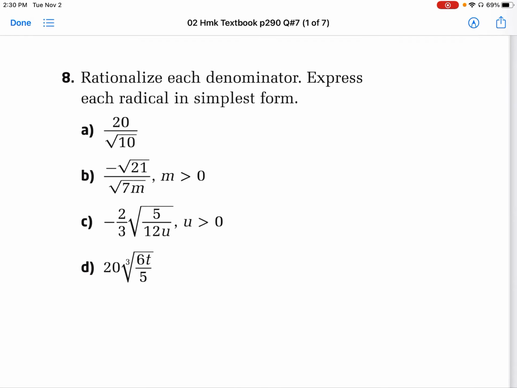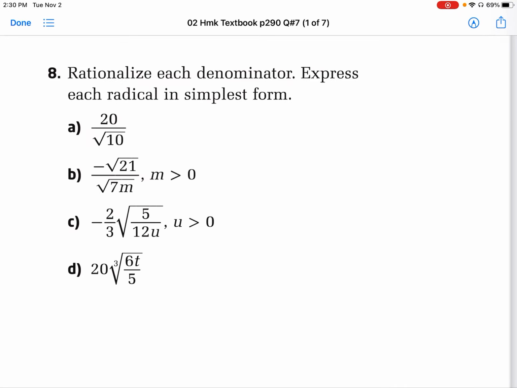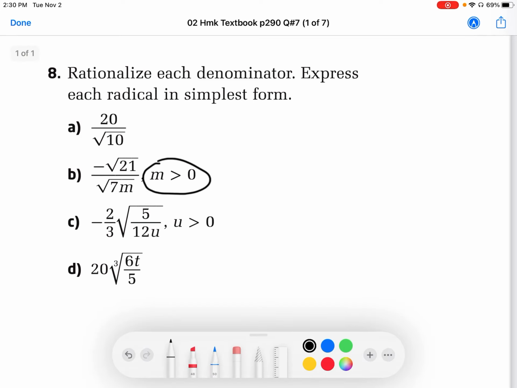In question 8, we're being asked to rationalize the denominator, and it also shows some restrictions. So for example, m is greater than 0. And just to make sure that you understand, the restrictions are based on the inside of the radical being non-negative, so m is greater than or equal to 0, and the denominator not equaling 0, so we also get m not equal to 0. So together, here we have m is greater than 0.